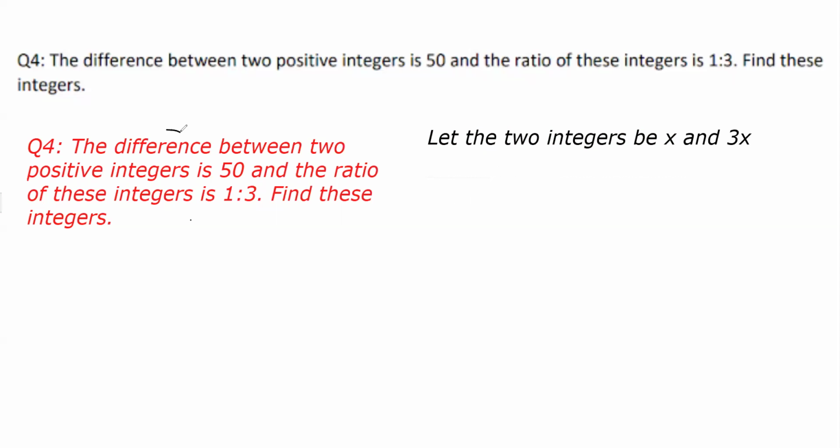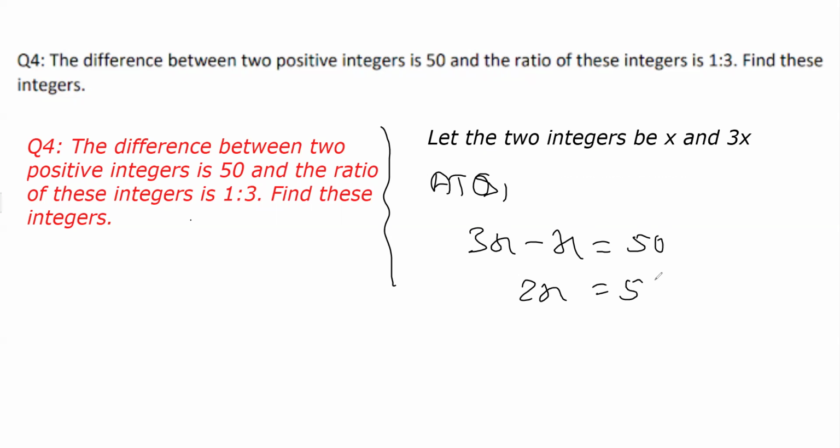Now further it says difference between the two integers. Difference, irrespective of what we have given, is always bigger minus smaller. So according to question, ATQ is the abbreviation for according to question, the bigger, which is 3x minus the smaller x, should be 50. Now simplifying, 3x minus x is 2x is equal to 50. That gives x as 50 over 2, and that comes out to be 25. So we get x as 25.